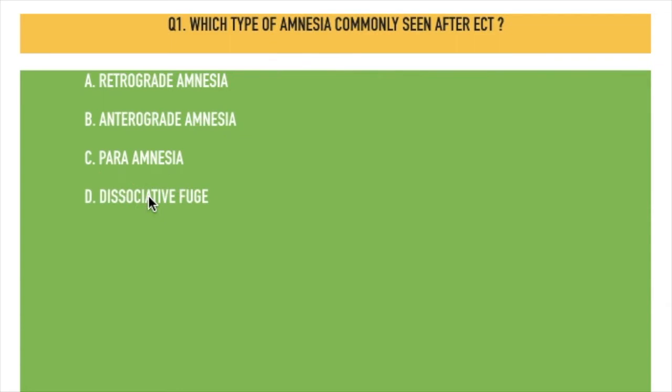So for this question, which type of amnesia is commonly seen after ECT, the answer will be retrograde amnesia. Retrograde amnesia is the answer.